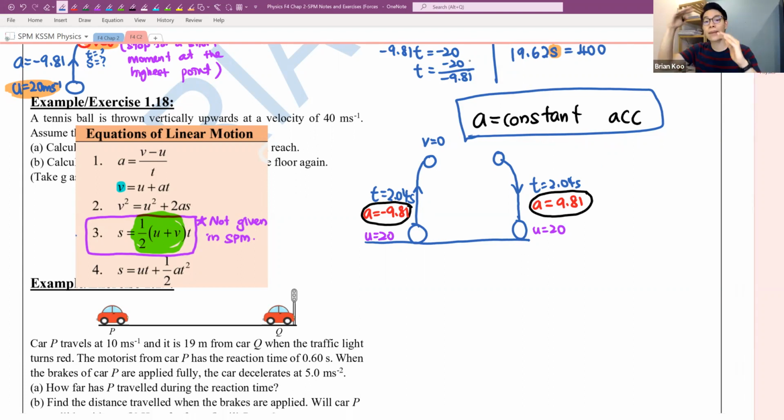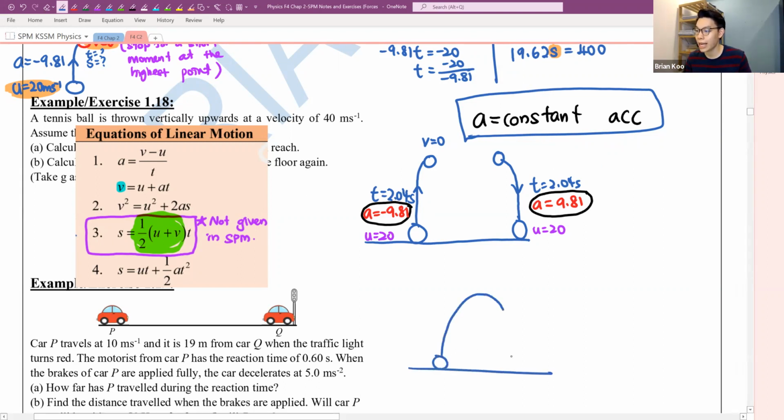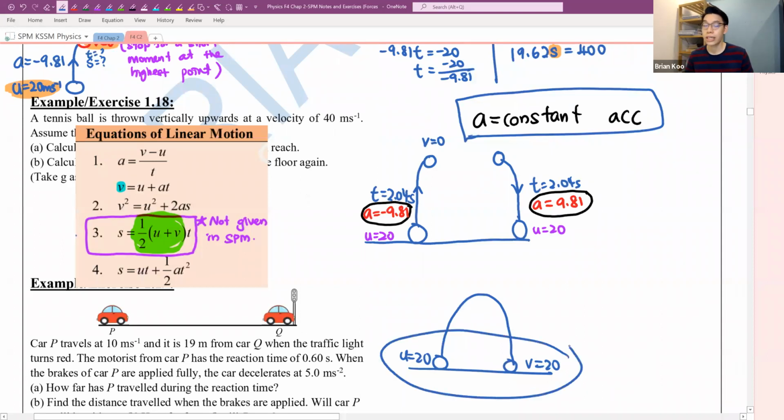That's why going up and coming down, I cannot treat it as one, because some people will do it like that. Some people will say, okay, I go up and then I come down. I go up, right? The velocity is 20. By the time I reach the floor, also 20. So some people might say, oh, I know already. The start is 20, the end also 20. Can I consider it like that?